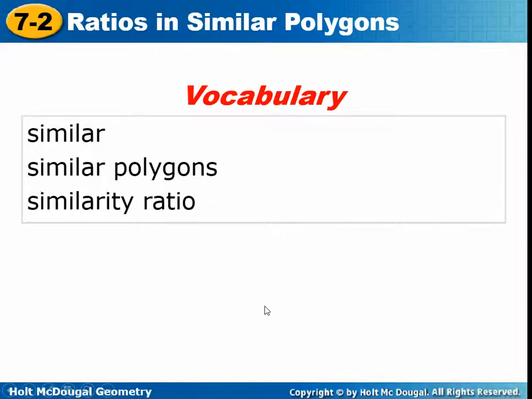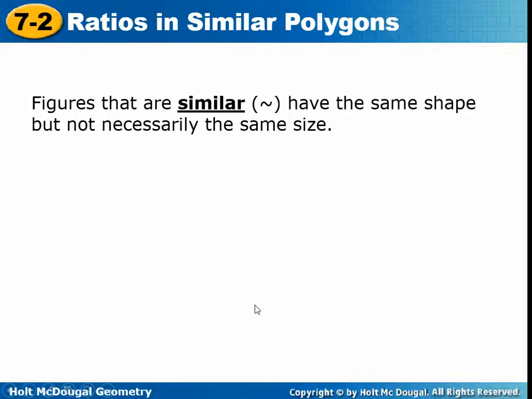Vocabulary today is similar, similar polygons, and similarity ratio. All right, here's the first word: similar. Figures that are similar have the same shape, but not necessarily the same size. So one will be bigger than the other generally. The symbol for similar is this little squiggly line. If you remember the symbol for congruent, it's like that, but there's only one of them.